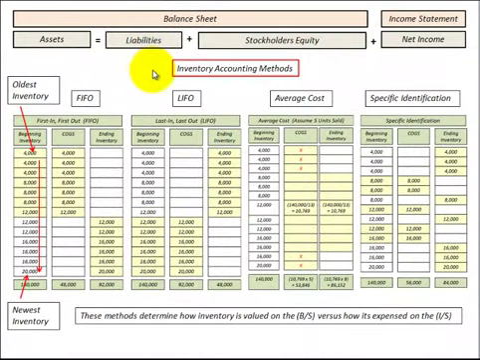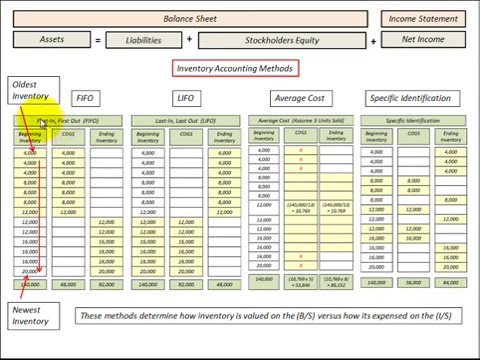Here we're going to be going through a summary review of inventory accounting methods, and we're going to look at FIFO, LIFO, average cost, and specific identification. Using these methods determines how the inventory is valued on the balance sheet and on the income statement. We purchase inventory as an asset, and when we use it, it gets expensed on our income statement. So our asset inventory valuation and our expense recognized depend on whether we're using older or newer inventory, which have different costs.